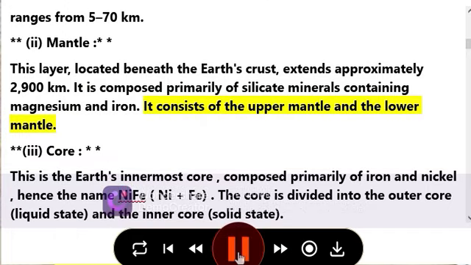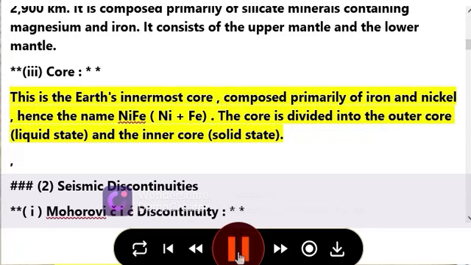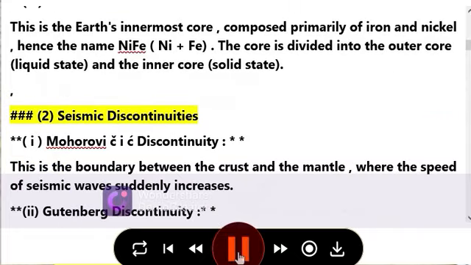It consists of the upper mantle and the lower mantle. 3. Core. This is the Earth's innermost layer, composed primarily of iron and nickel, hence the name NiFe. The core is divided into the outer core, liquid state, and the inner core, solid state.